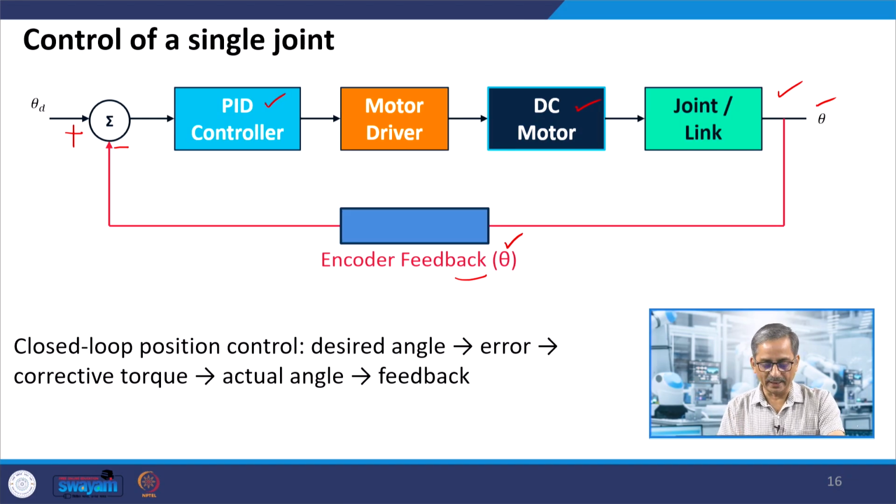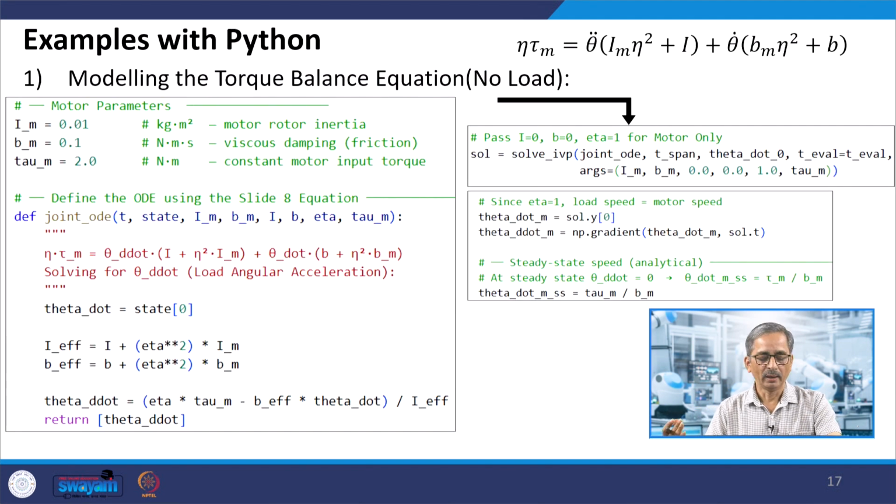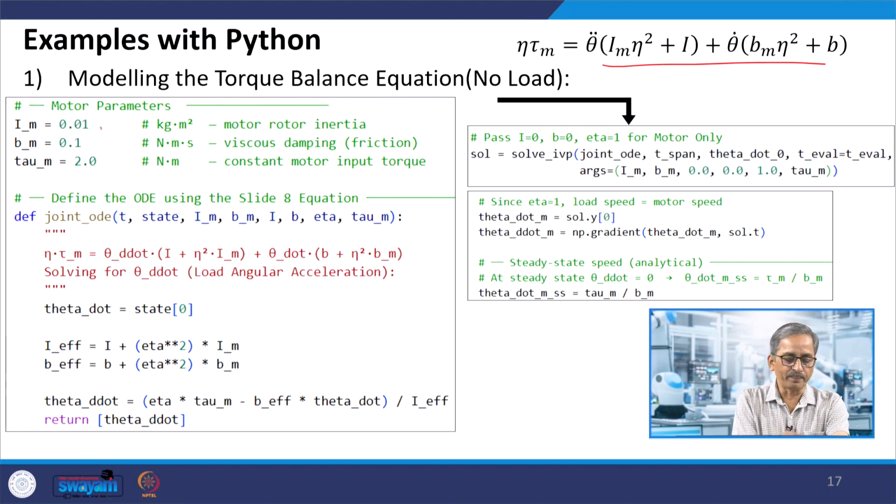As I just explained, you have the desired angle, you get the error through feedback, then you have a corrective torque, and then you get the actual angle, and then again you have the feedback. And if a manipulator has many degrees of freedom, or many joints, then this is going to be repeated for each and every joint. Here are examples using Python which you can practice and see. So, modeling the torque balance equation with no load, say this expression I want to model with no load. So, I define Im, Bm and tau m.